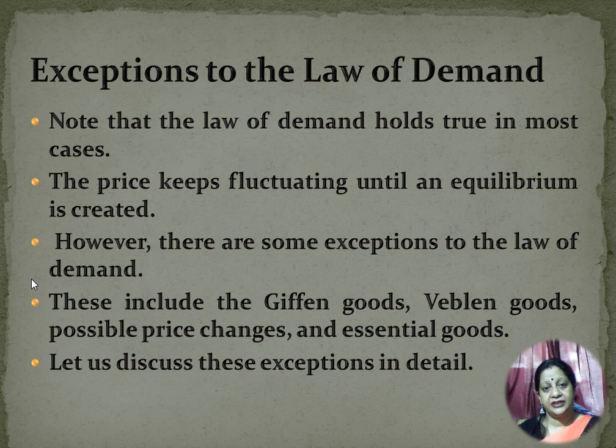Next is exceptions to the law of demand. So what is the law of demand? Previously we take into account that there is one line, other things remaining the same. So other things remaining the same means that one factor is changed and the other factors have to be the same.